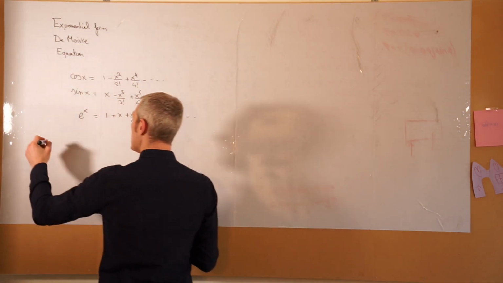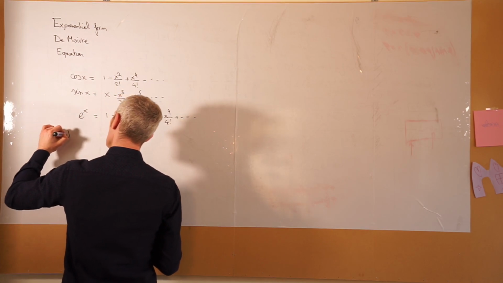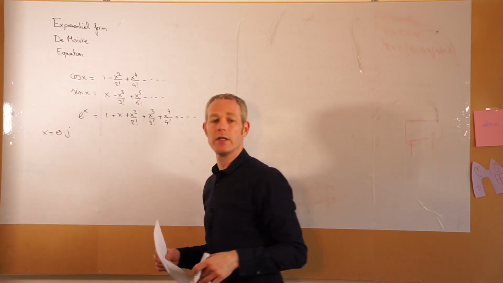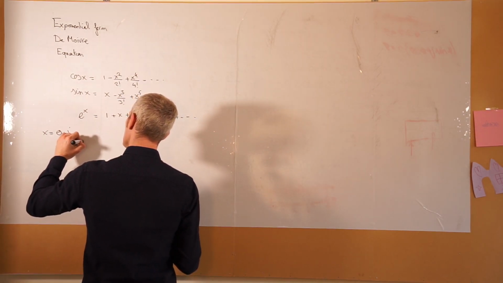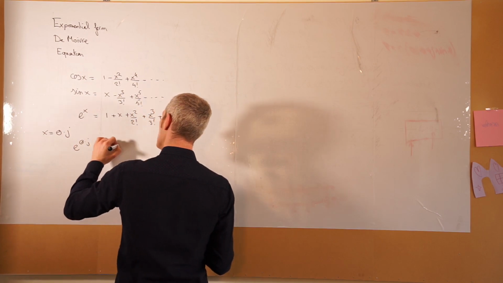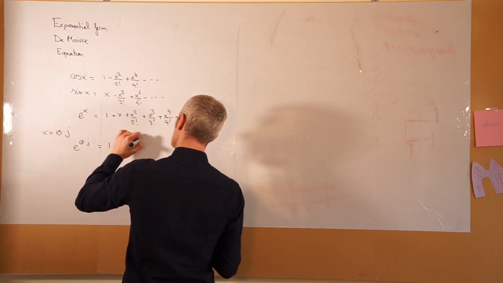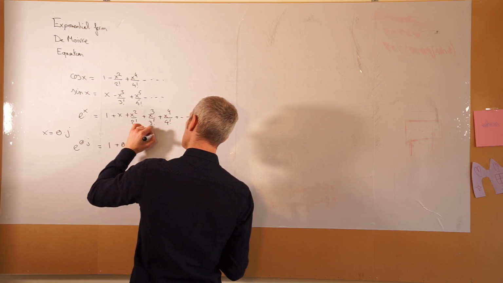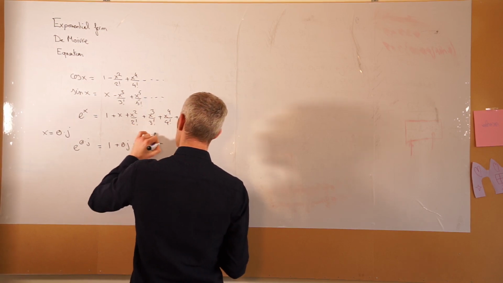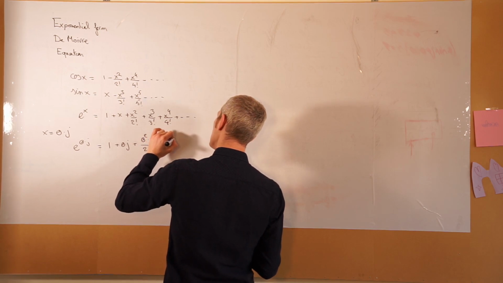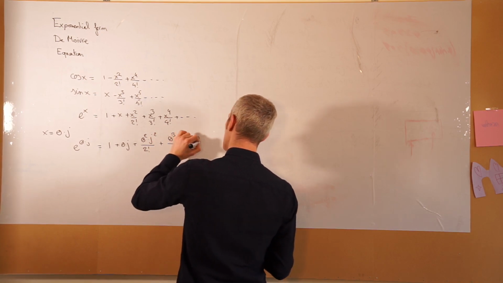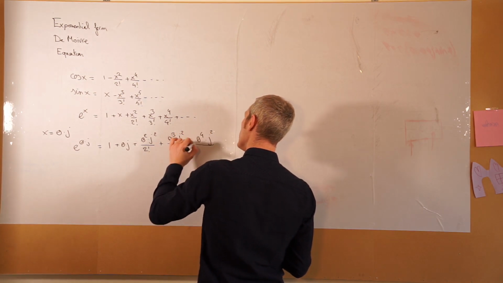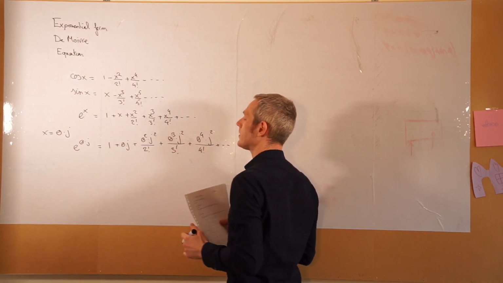Now let's take x to be equal to theta times j, and let's plug this into e to the power of x. E to the power of theta times j is equal to 1 plus theta times j plus theta squared times j squared over 2 factorial plus theta to the power of 3 times j to the power of 3 over 3 factorial plus theta to the power of 4, j to the power of 4 divided by 4 factorial, etc.